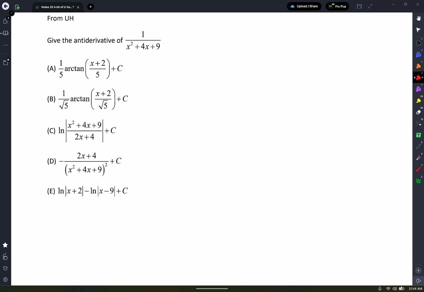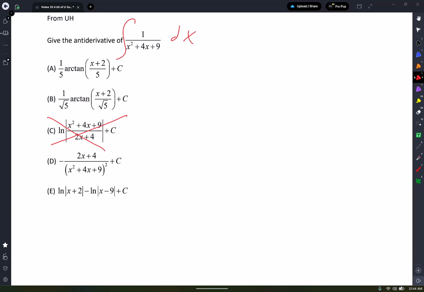Just keep going. Give the antiderivative of this. So they want the integral of that. It's multiple choice. Which ones are the worst ones? The ln's the worst one because it assumes that you just have 1 over something. Do I have a linear expression in the denominator? No, it's quadratic. It can't be an ln. So that's the worst one right there.